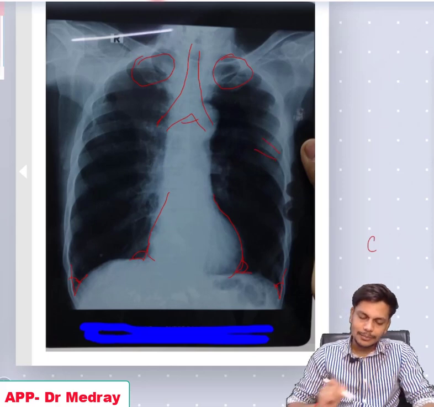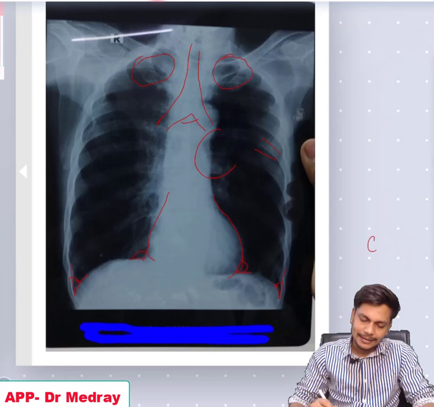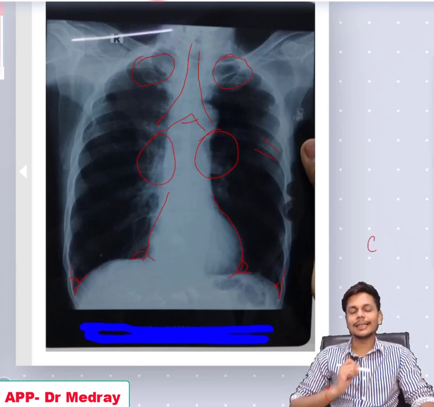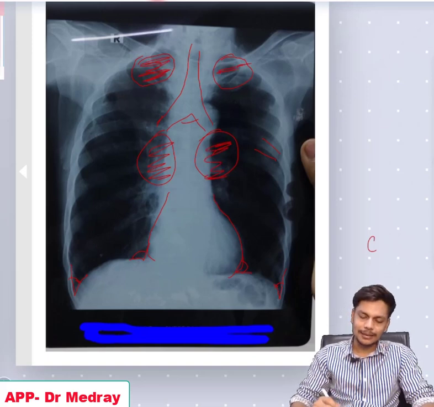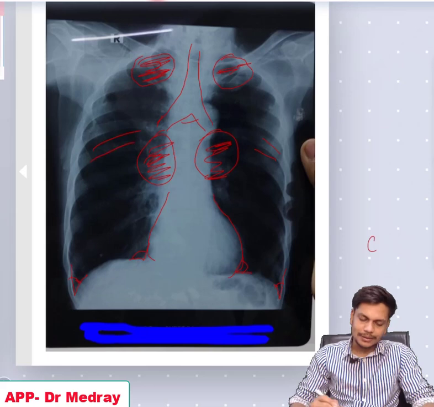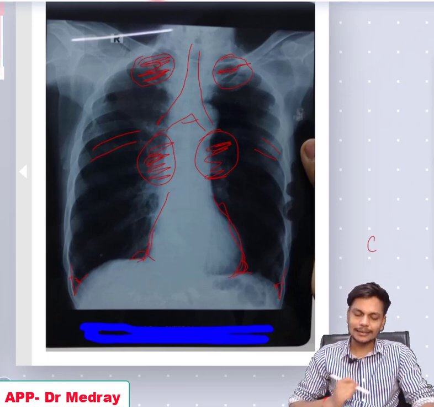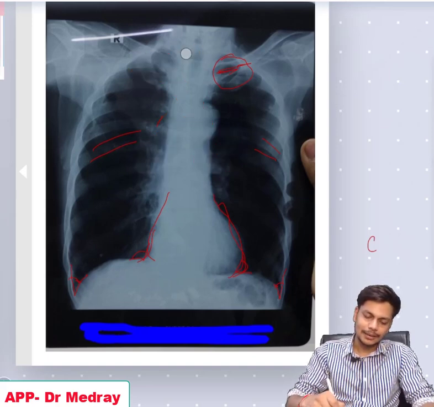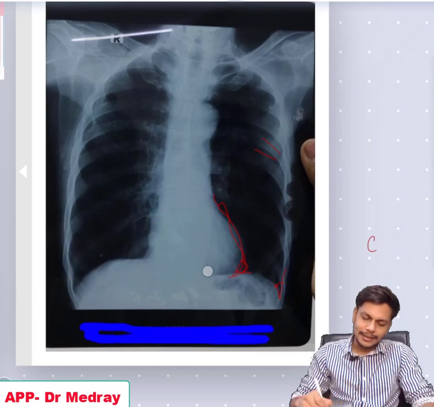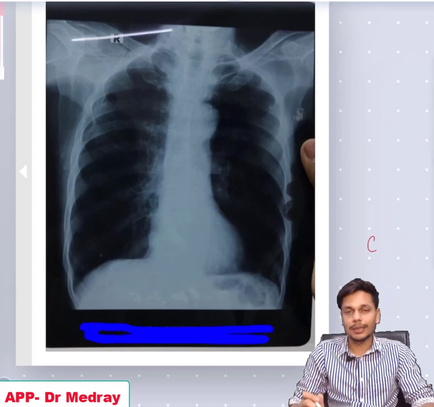Behind the rib you can miss the pathology, and the hilar region also is a hidden area of the lung. The apex, behind the ribs, the hilar region, and behind the cardiac shadow are the hidden areas of the lung. So this is all you need to know about the normal of the lung.